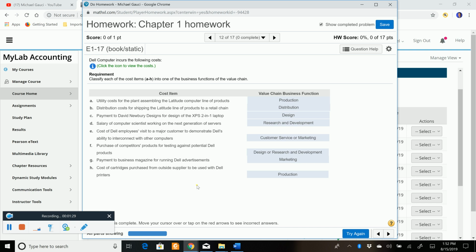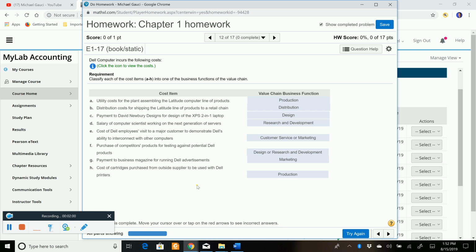So letter A, utility cost for the plant assembling the Latitude computer line of products. Now we are Dell computers in this example. So we're on the assembly line in the manufacturing plant, and all of the utilities, the electrical, the water, whatnot, all the utility costs. Well, because we are on the production line, I think it's pretty safe to say that this is part of the production business function.